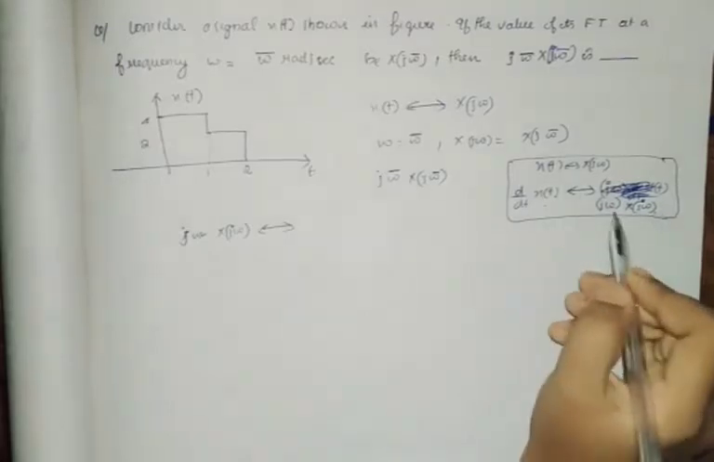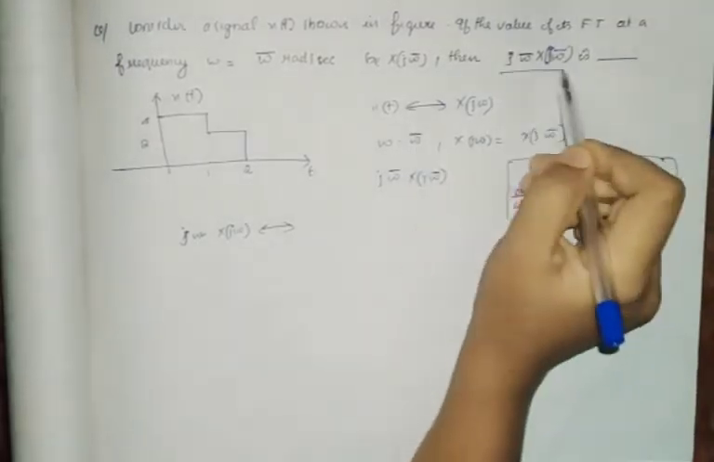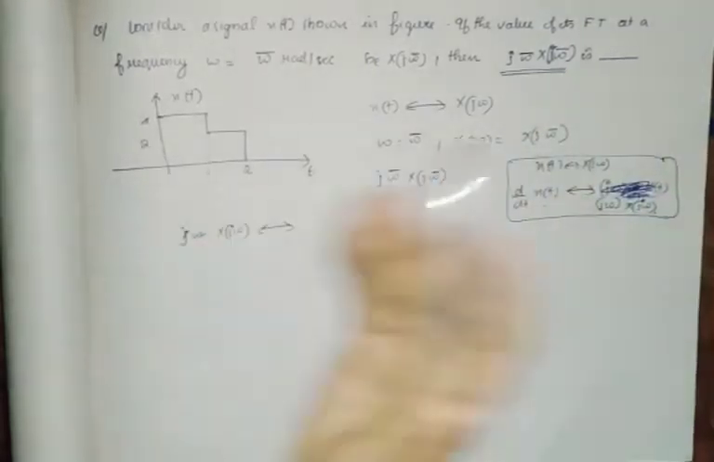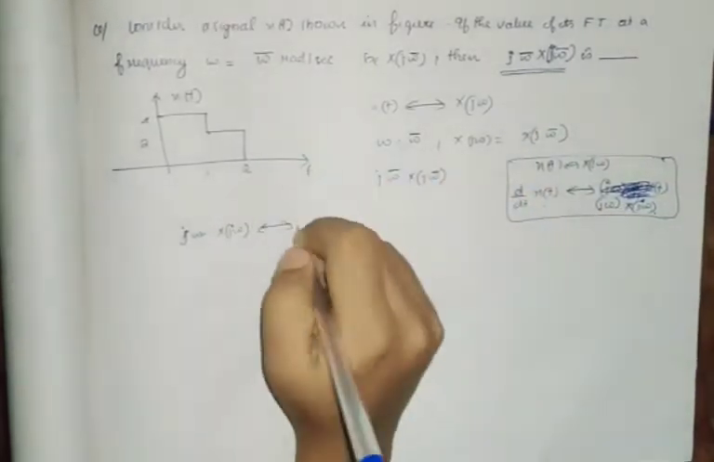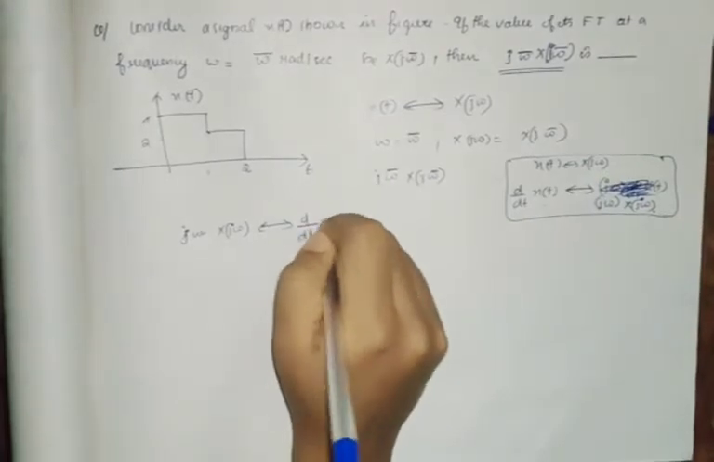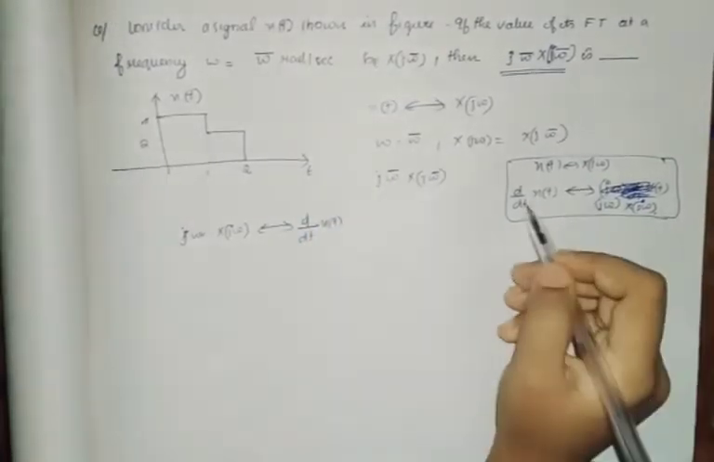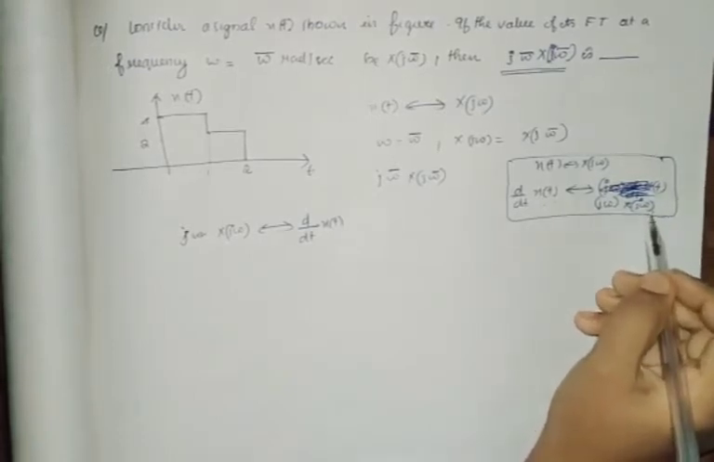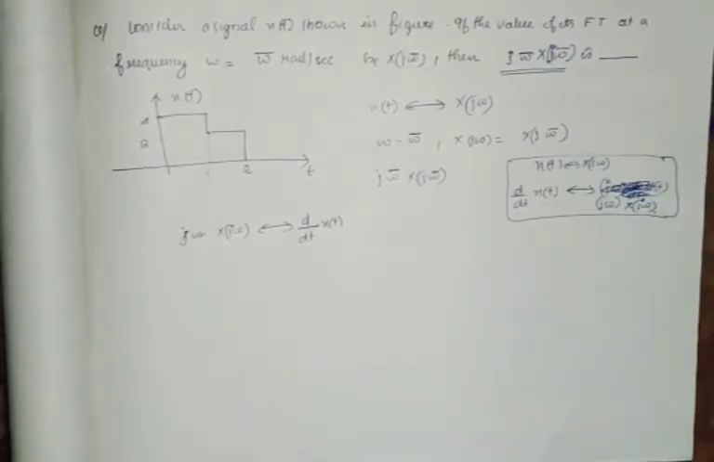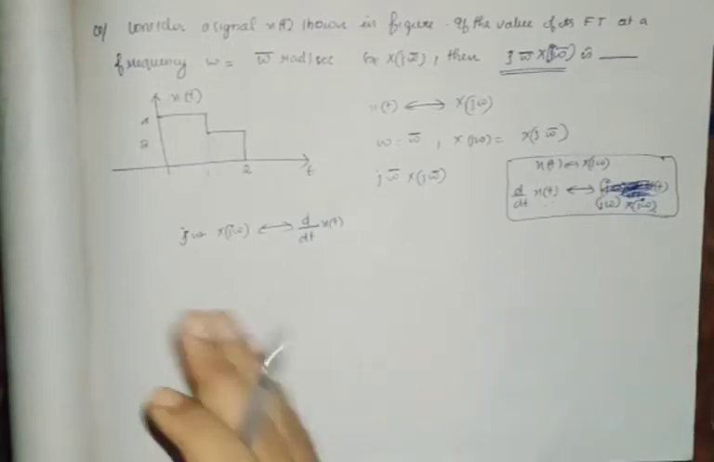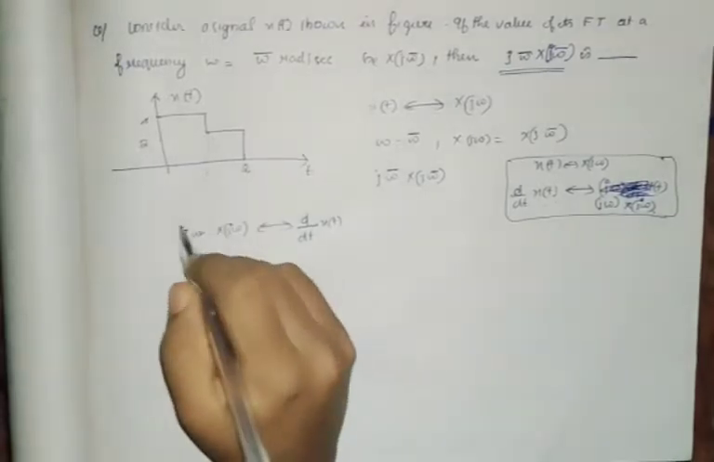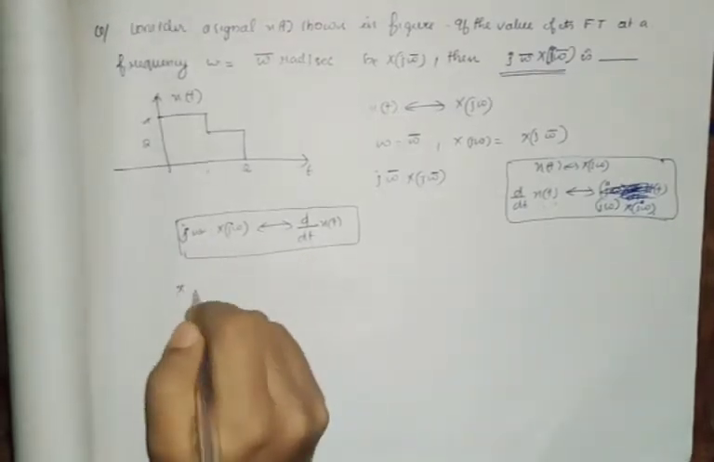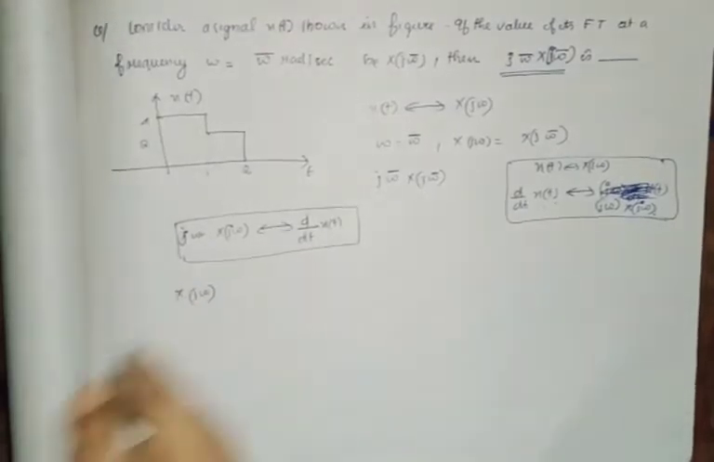So as you can see in the question, it asks for j omega x of j omega. The inverse will be d by dt of x of t only, right? Because d by dt of x of t gives the Fourier transform j omega x of j omega. So j omega x of j omega will give the inverse Fourier transform d by dt of x of t. Okay, so this is what we should know. And now we have to find x of j omega. What is x of j omega?